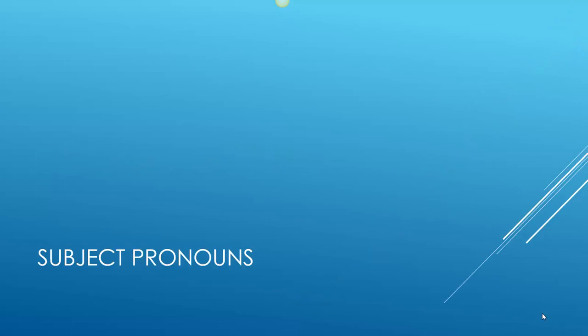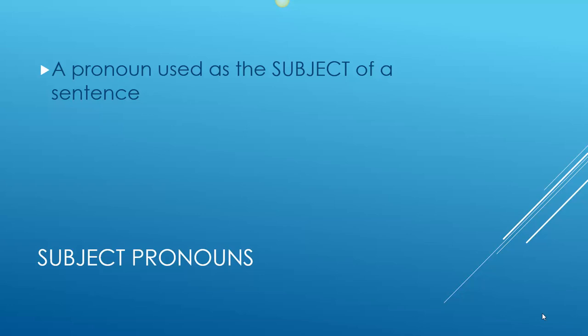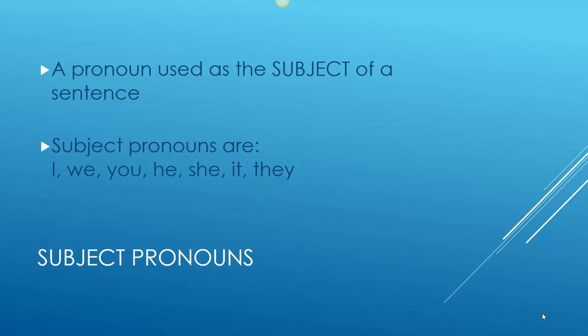All right, subject pronouns. Going off of the pronouns that we talked about before, only about half of them can be used as a subject. So, obviously, a pronoun used as the subject of a sentence. The only ones that we can use for first person are I and we. Second person is you, either singular or plural. Third person is he, she, it, and they. All the rest of them will be object pronouns we'll talk about later.